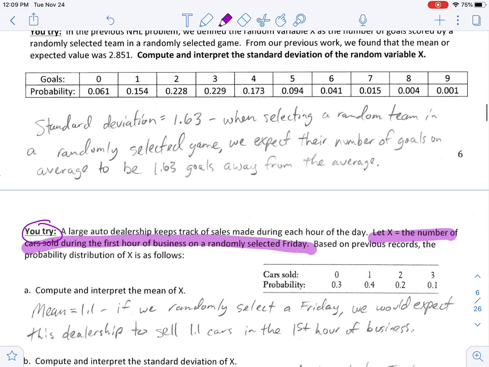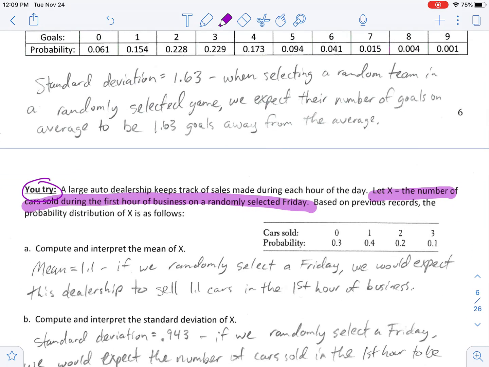So by this chart, by the probability distribution here, it looks like 30% of the time they sold none, 40% of the time there was 1 car sold, 20% of the time they sold 2 cars, and the most that was ever sold was 3 cars, and that happened 10% of the time.